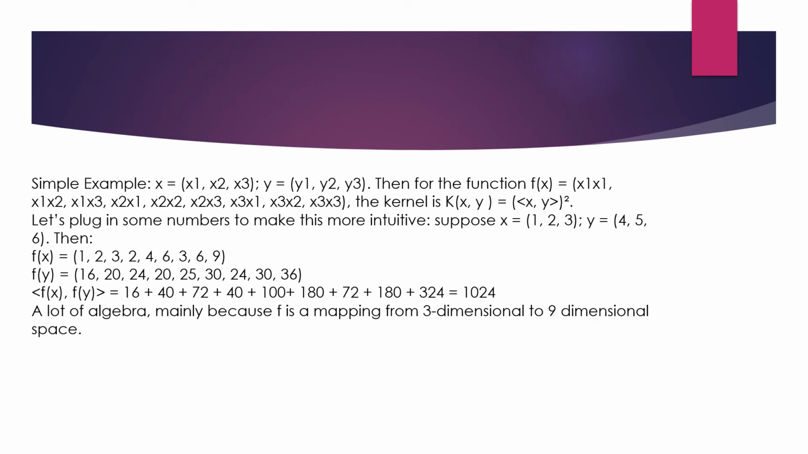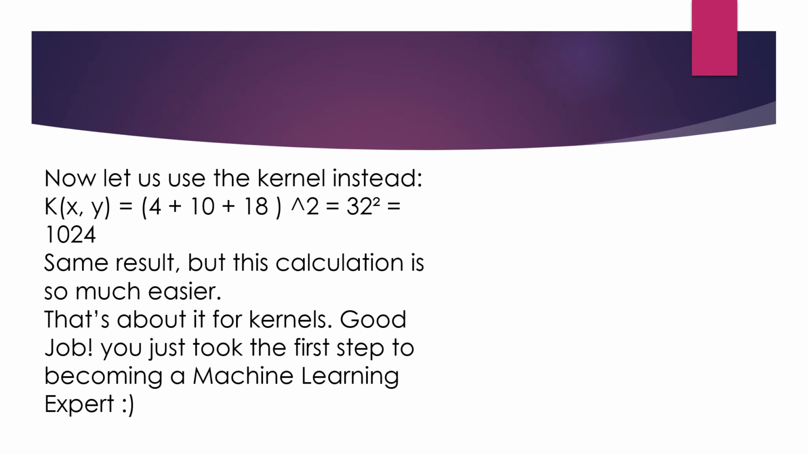And the next slide. Now let us use the kernel instead. k(x, y) = (4 + 10 + 18)² = 32² = 1024, the same result. It's what a machine learning expert would do.